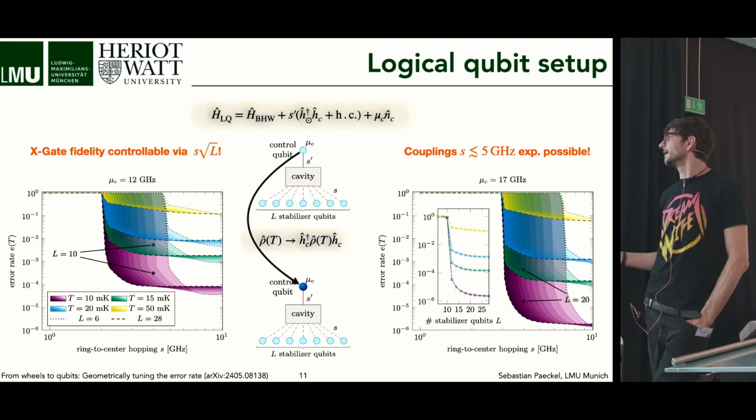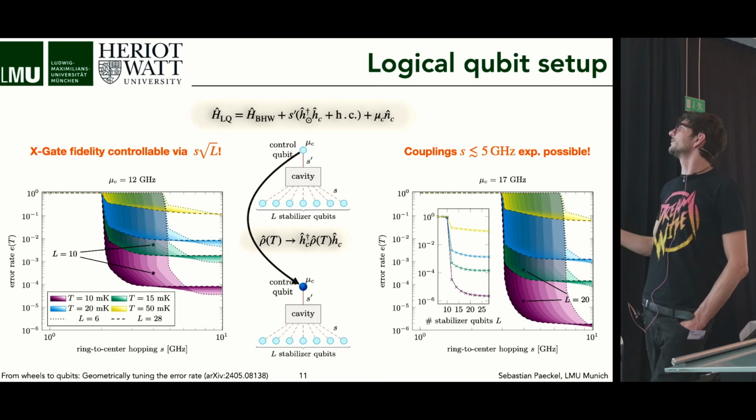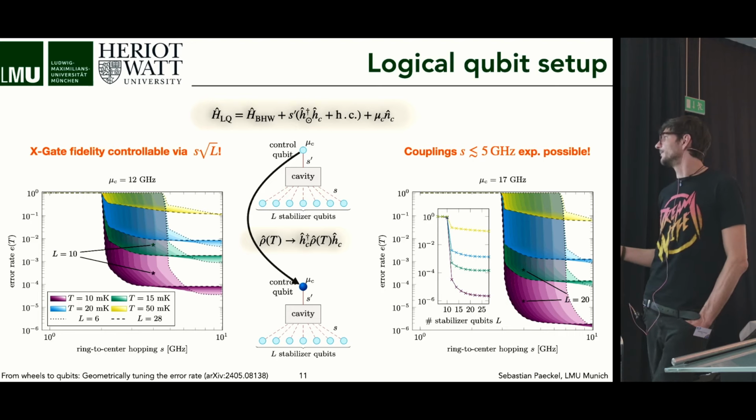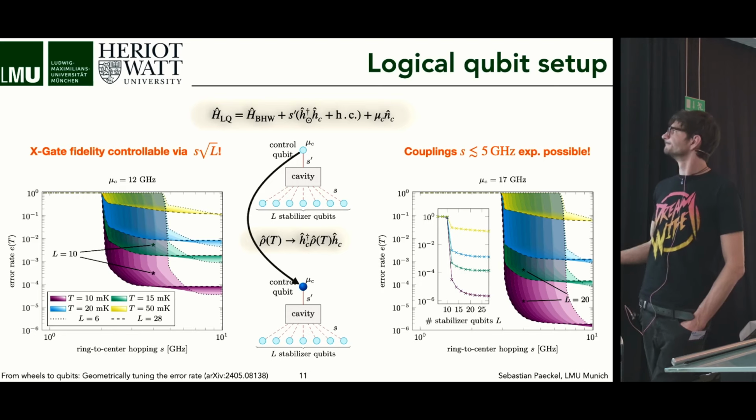So what happens if you crank up the number of stabilizer qubits, fixing a certain coupling strength S? Well, it just takes you down this plot, right? And for each temperature, you will then get a different error rate, and cranking up the number of stabilizer qubits allows you to reduce the error rate nearly by two orders of magnitude if you are in the lowest temperature regimes.